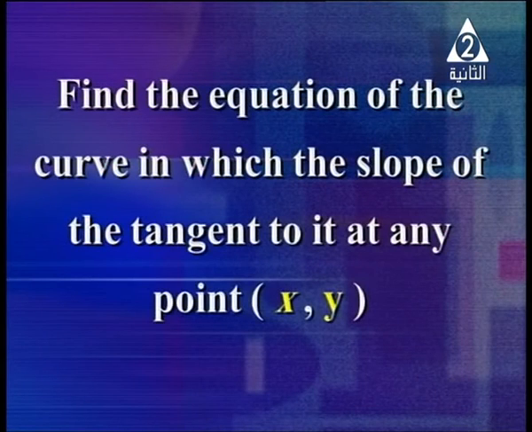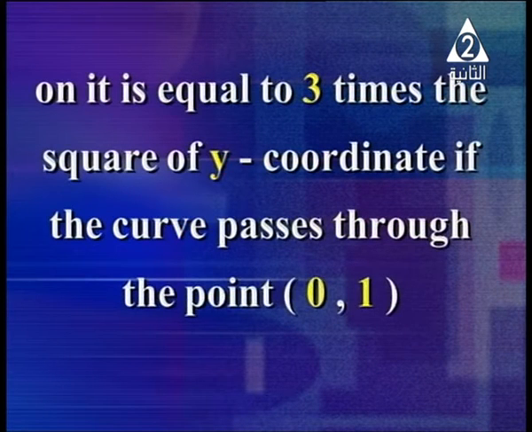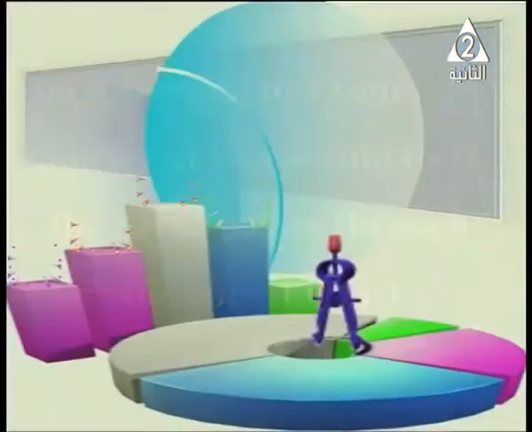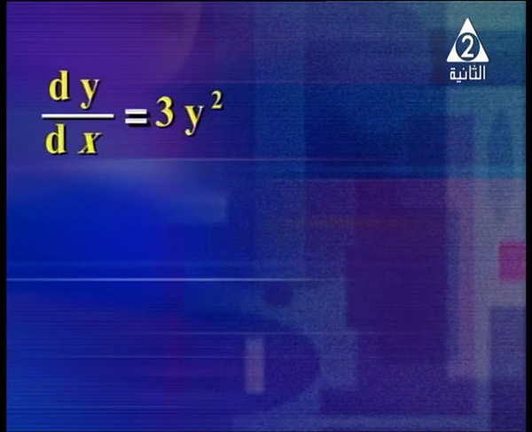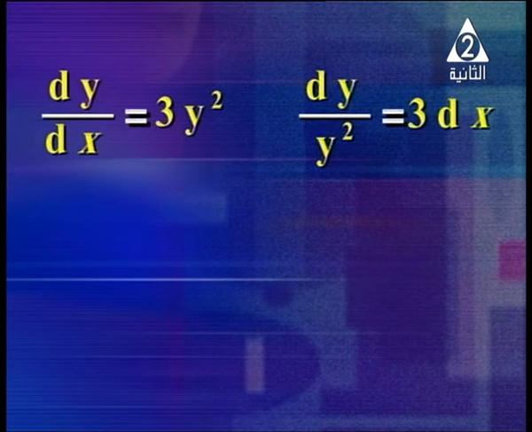Example: find the equation of the curve in which the slope of the tangent to it at any point x, y on it is equal to 3 times the square of the y coordinate, if the curve passes through the point 0, 1. This example is very important. dy over dx, the slope, is 3y squared. So dy over y squared equals 3 dx.